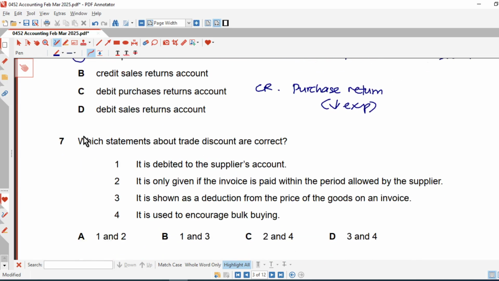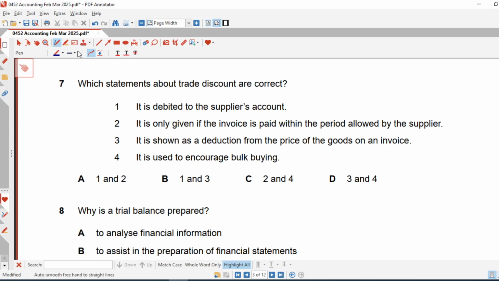Moving on, which statements about trade discounts are correct? So there are two different types of discounts in accounting. There's a trade discount and there is also another one called a cash discount. So you need to be able to differentiate one from the other. Statement 1, it is debited to the supplier's account. So debited to the supplier, you reduce the payables amount. Is it true?